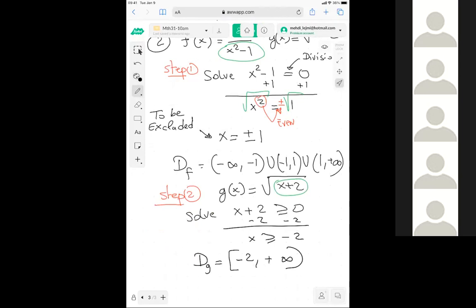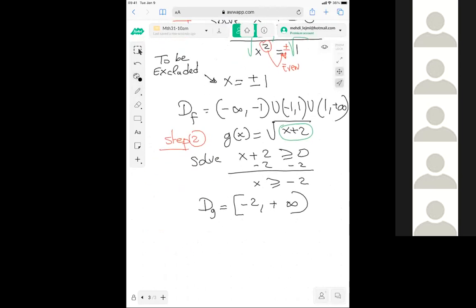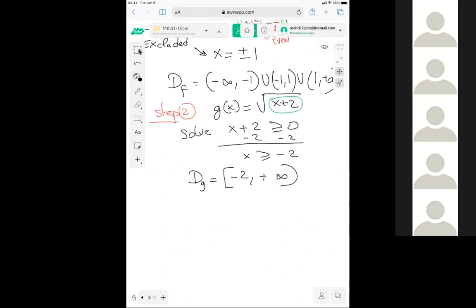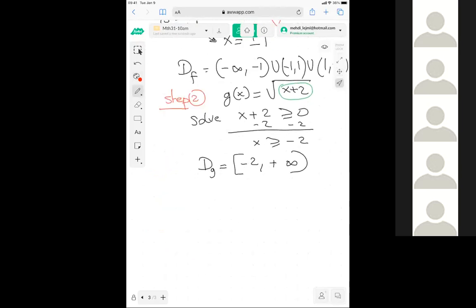Okay, so we are almost done. Now we have the domain of g and the domain of f, so now I can move to the last step, step three. Let me write it down for you again. The domain of f, we said, is any real number except negative one and positive one. And the domain of g is negative two to positive infinity.